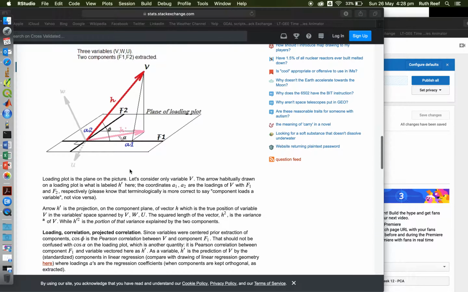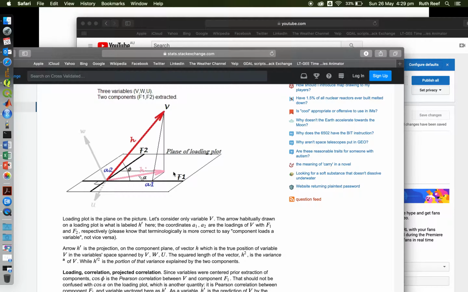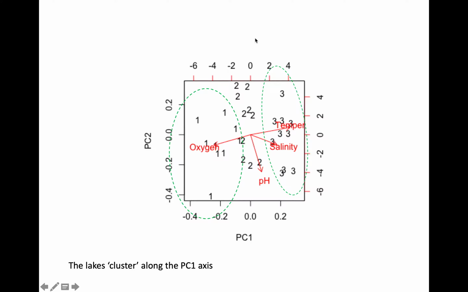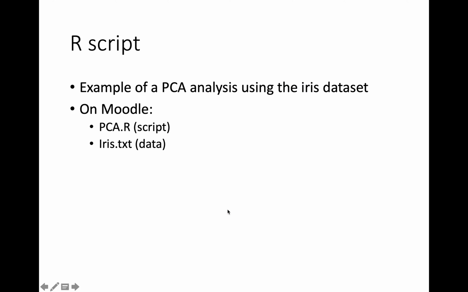Okay, so the loadings are really just, I just wanted this plot from here. We'll come back to here. So we have these, so obviously there are very high loadings between oxygen and temperature in PC1.